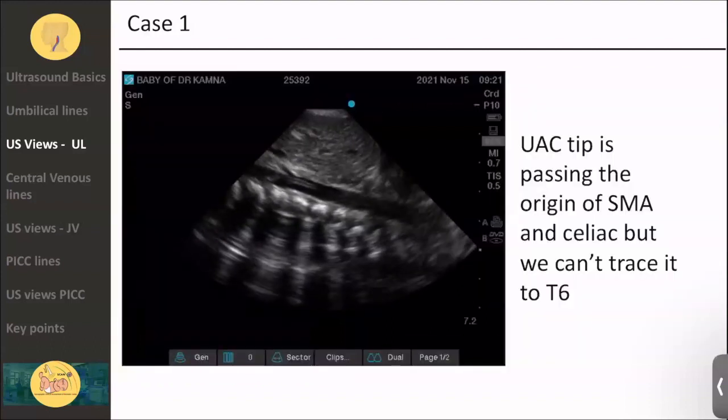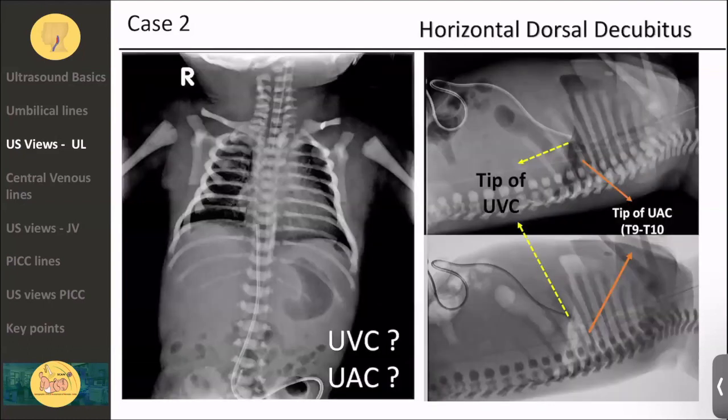On the UVC was okay. So you can see that this is the aorta, and this is the line, the SMA, which is arising, and the tip is at least crossing the SMA. It may be going a little bit down. So it is crossing the SMA and celiac, but we can't trace it to T6, because if we believe that they arise at T12, then this vertebra will be T11 or T10. T6 will be somewhere here, but we are not able to trace it.